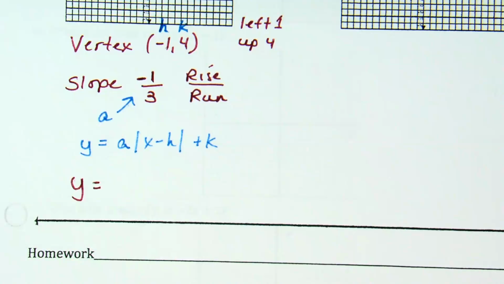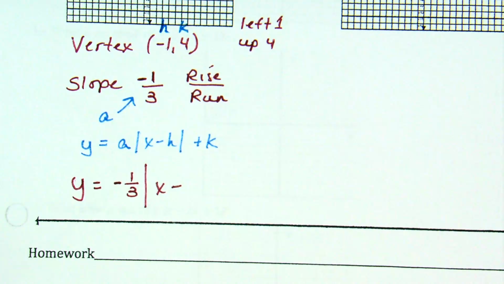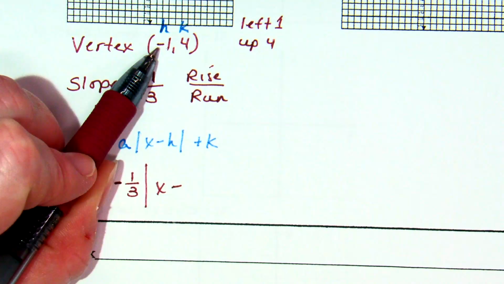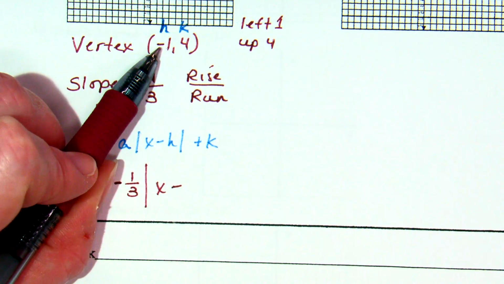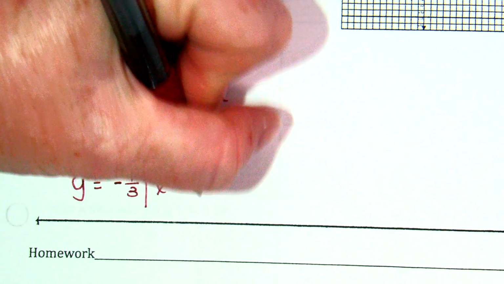Negative 1/3, because that is my slope. And even if you came up with a slope of 1/3, you know you need to tag a negative on it, because our V is upside down. Okay? X minus h goes in the absolute value. So x minus what? Officially, my h is negative 1. So there's a couple of ways we can think about this.